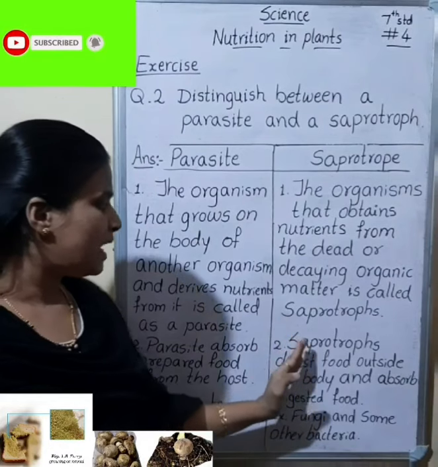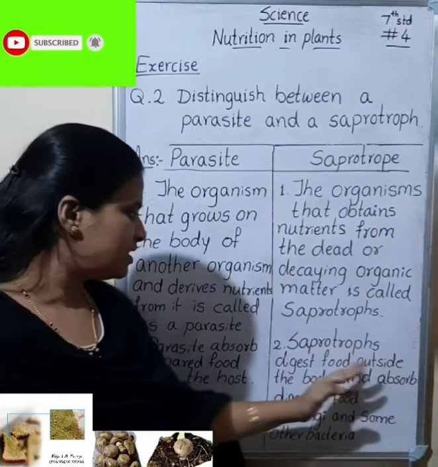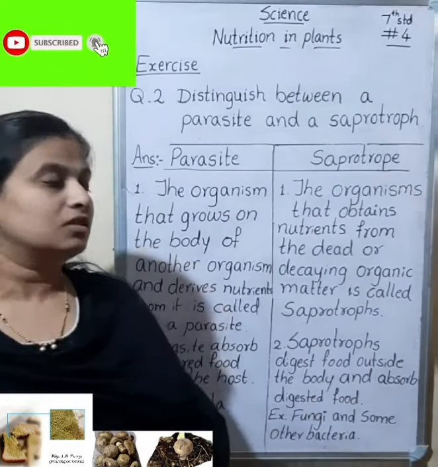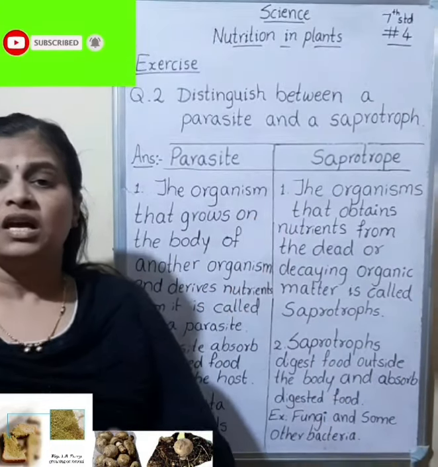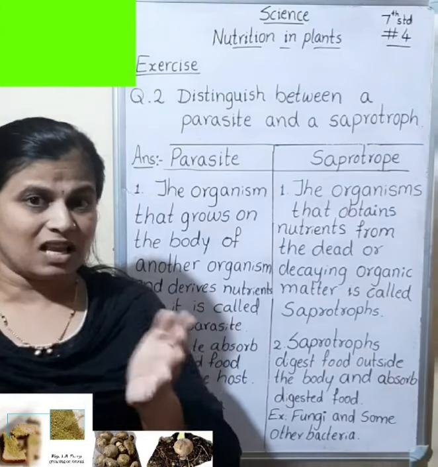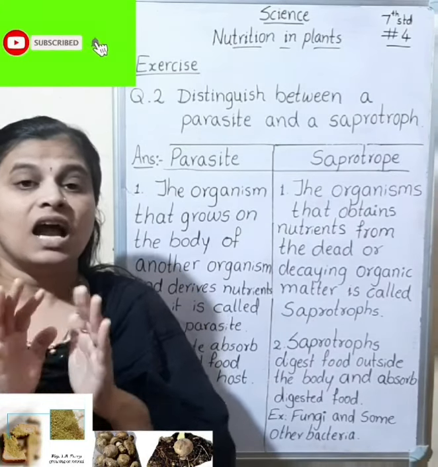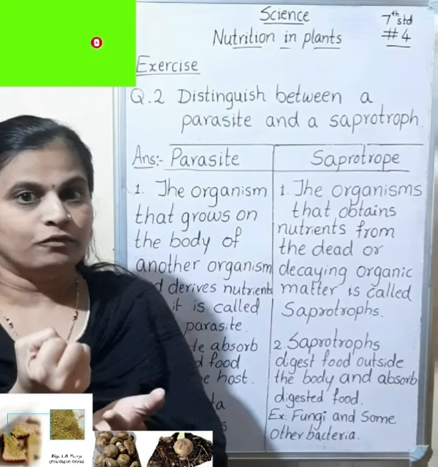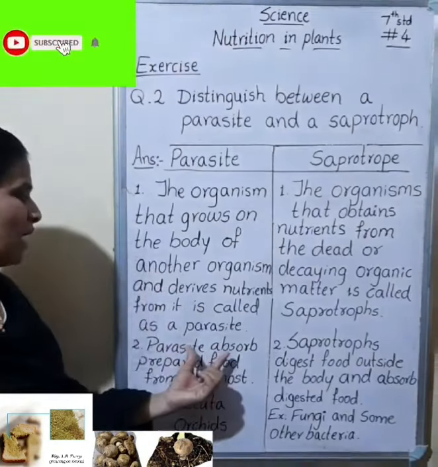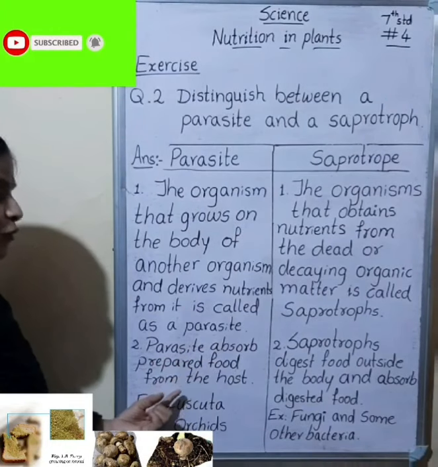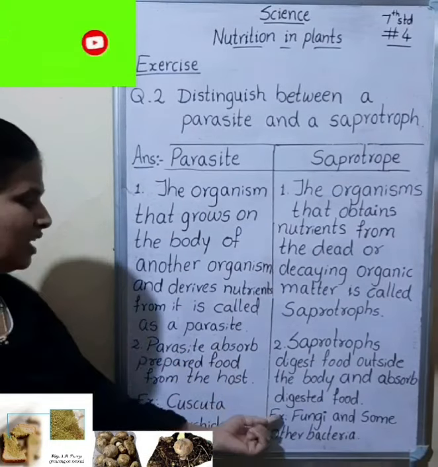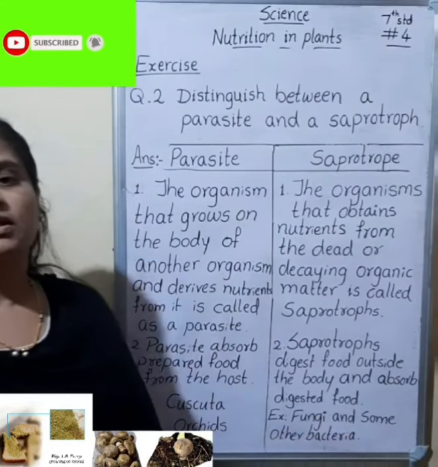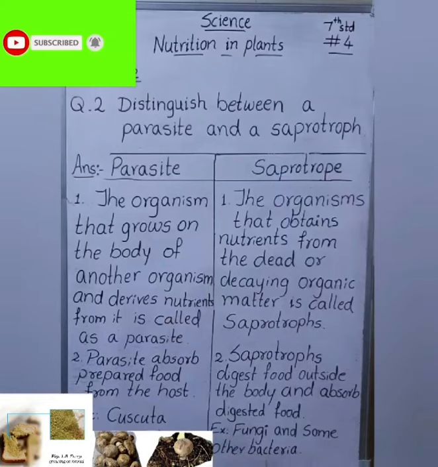Next, the second point: saprotrophs digest food outside the body and absorb the digested food. So what happens in a saprotroph is that outside the body itself the food gets digested, and after that the body absorbs that digested food. Whereas here, the parasite directly absorbs prepared food from the host. Then the examples for saprotrophs are fungi and even some bacteria.